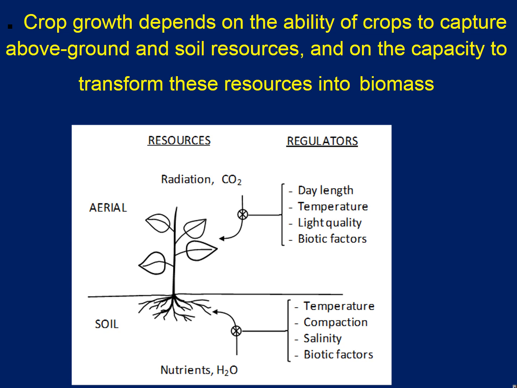In this picture, we see that we use resources from the air, from the atmosphere, radiation and CO2, and from the soil, like nutrients or water. The rate of use of radiation or CO2 depends on a set of regulators, for instance, day length, temperature, light quality, and biotic factors. And the rate of use of soil resources depends also on temperature, but also on soil compaction, salinity, and also on biotic factors.